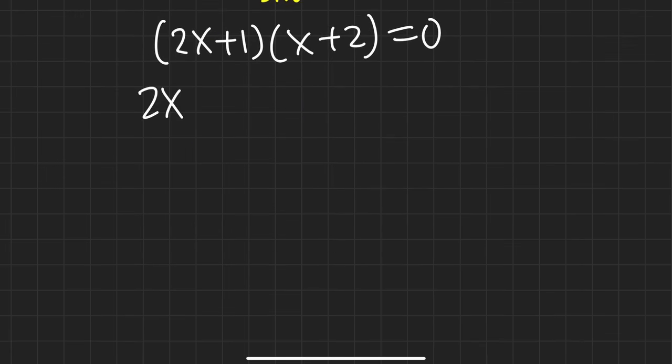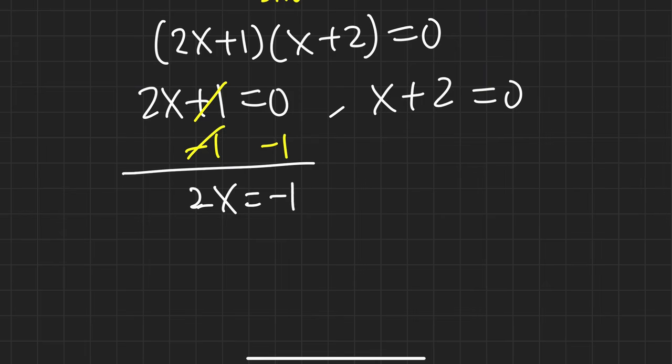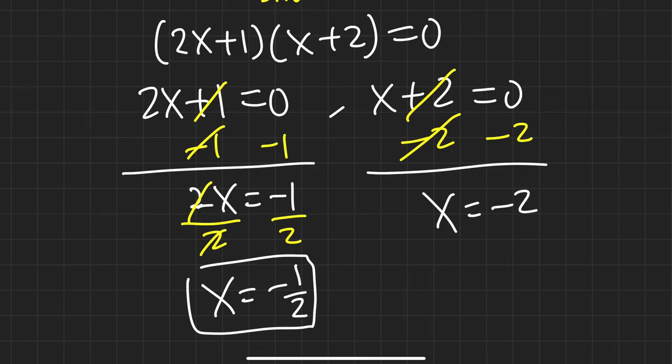Continue. 2x plus 1 is equal to 0. X plus 2 is equal to 0. Subtract 1 to both sides. 2x is equal to negative 1. And then divide 2 to both sides. X is equal to negative 1/2. And for the other one, subtract 2 to both sides. And we get x is equal to negative 2. Done.